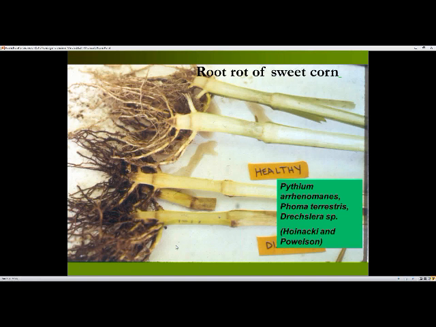So the first system I'm going to talk about is the one that I've worked in, and that is the disease root rot of sweet corn here in the Willamette Valley of Oregon. As you can see, this is a very serious root rot. It reduced profitability of sweet corn production here in the Willamette Valley very seriously.